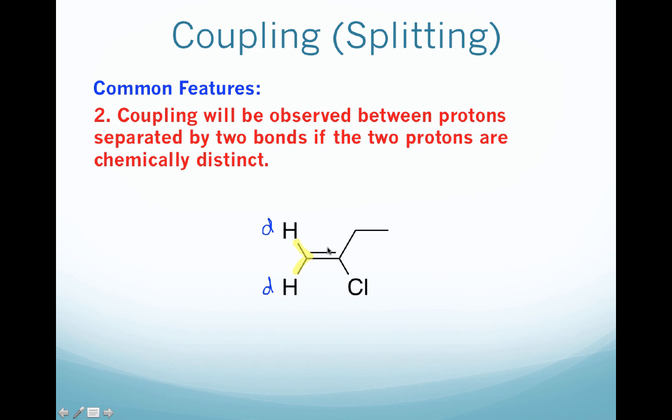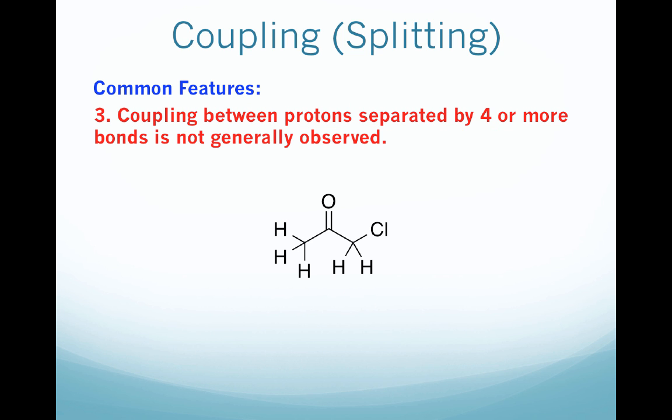Now the reason they're coupled is because they're chemically distinct. And recall that alkenes sort of lock things in orientation. So we have these bonds locked in position, and what you can think about is this proton is trans to the chlorine, while this proton is cis to the chlorine. So that means these 2 protons are in fact in different chemical environments, and therefore they're chemically distinct and they will couple with one another.